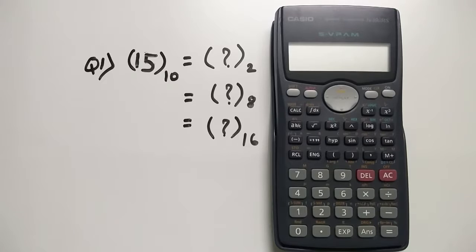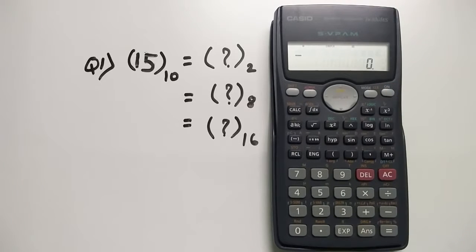So the calci model that I am using is 100 ms Casio, but the functionality is pretty similar to different models of Casio calculators. So I'll also show another Casio calculator as well in this video. Right now this model is 100 ms as I said. So let's start. Just turn on your calci.